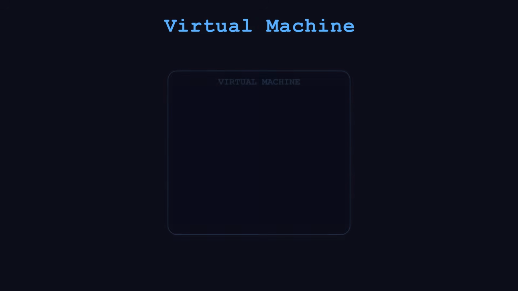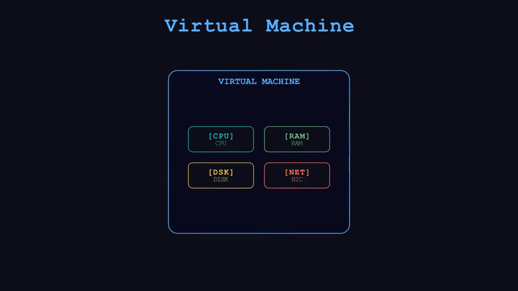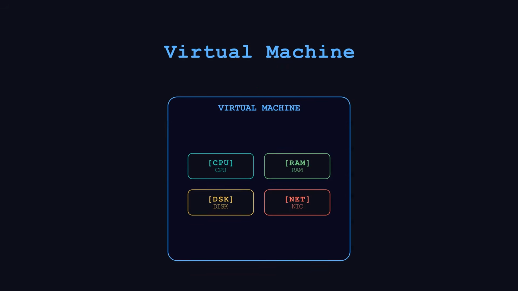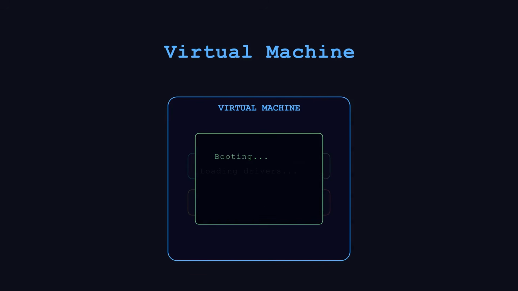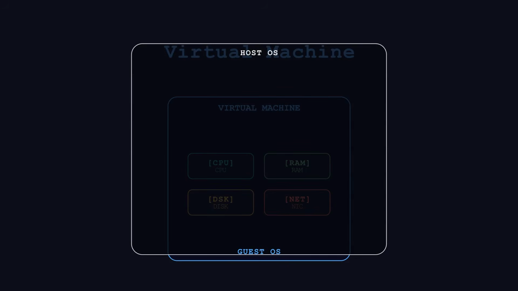A virtual machine creates a fake computer: virtual CPU, virtual RAM, virtual disk, virtual network card. The hypervisor manages this illusion, giving each VM its own isolated hardware. The guest OS has no idea. It boots up, loads drivers, runs its init system, a complete operating system running inside another operating system.